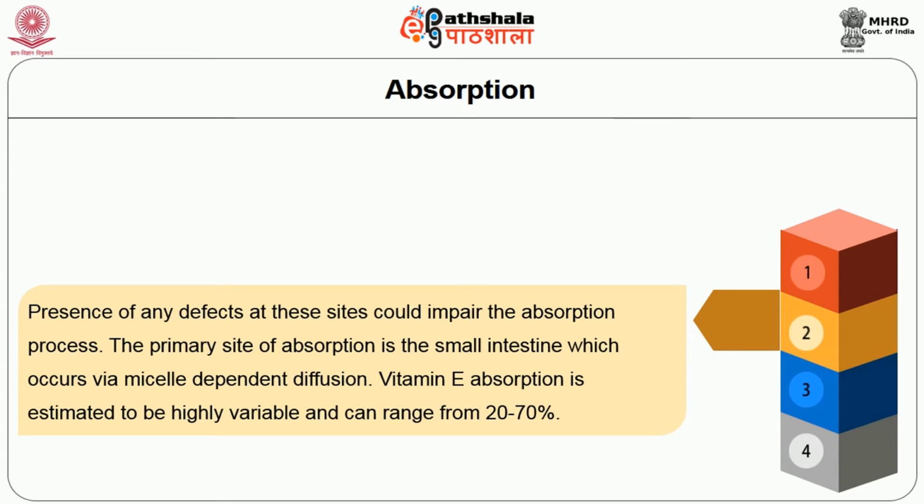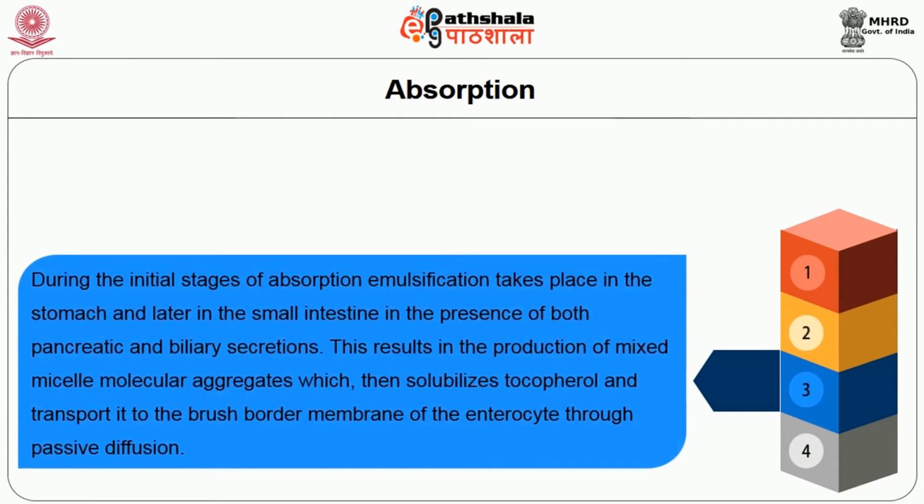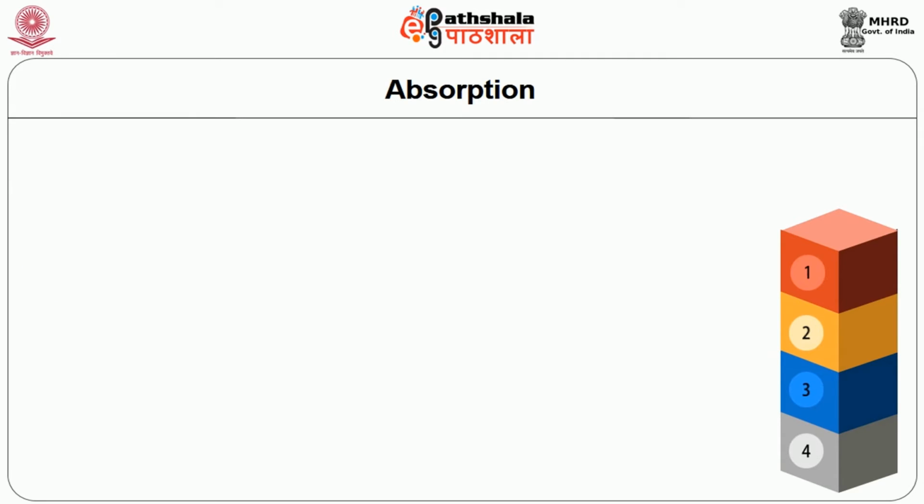The primary site of absorption is the small intestine, which occurs via micelle-dependent diffusion. Vitamin E absorption is estimated to be highly variable and can range from 20 to 70%. During the initial stages of absorption, emulsification takes place in the stomach and later in the small intestine in the presence of both pancreatic and biliary secretions. This results in the production of mixed micelle molecular aggregates, which then solubilize tocopherol and transport it to the brush border membrane of the enterocyte through passive diffusion.